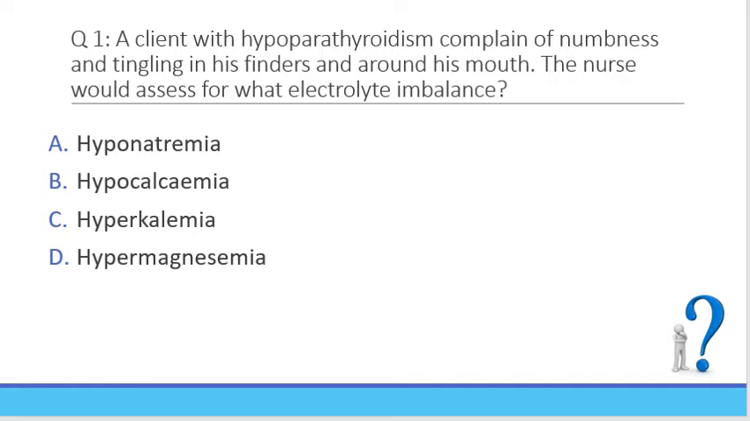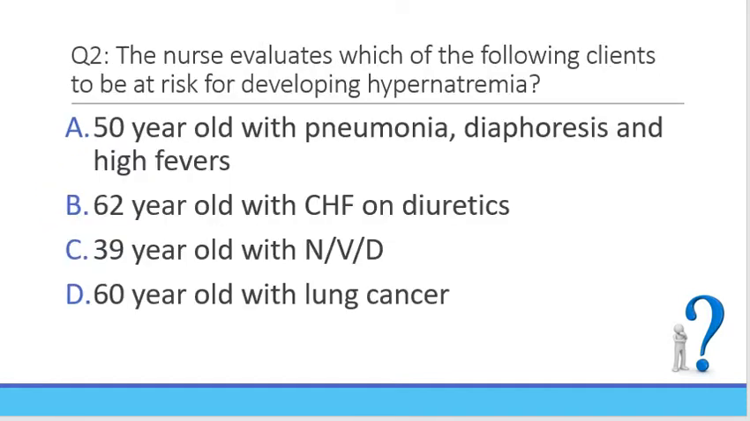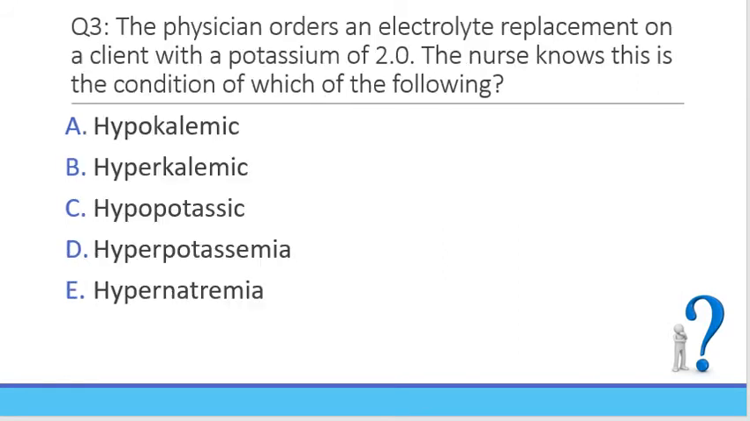Question 2, the answer is A. Diaphoresis and a high fever can lead to free water loss through the skin, resulting in hypernatremia. Loop diuretics, which is in part B, are more likely to result in hypovolemic hyponatremia. Diarrhea and vomiting can cause both sodium and water losses. And clients with syndrome of inappropriate antidiuretic hormone, or SIADH, have hyponatremia because they have an increased water reabsorption in the renal tubules. Question 3, potassium of 2, the answer is A, hypokalemia.